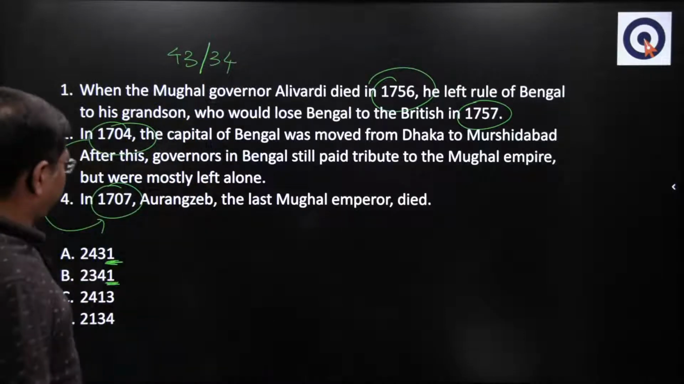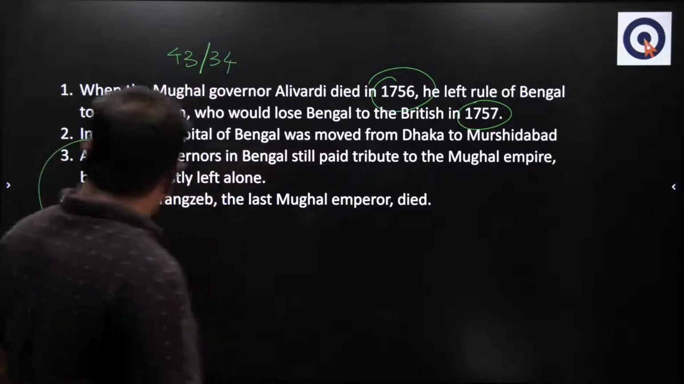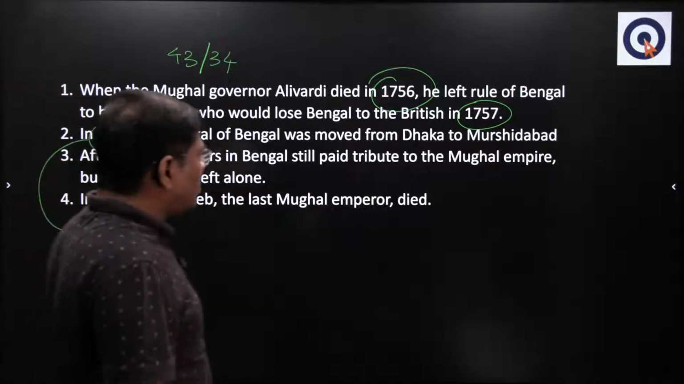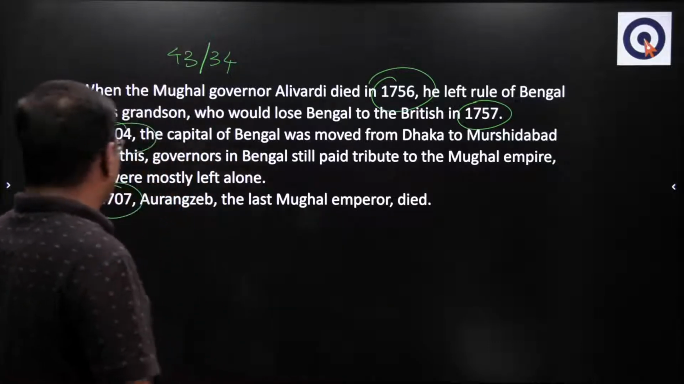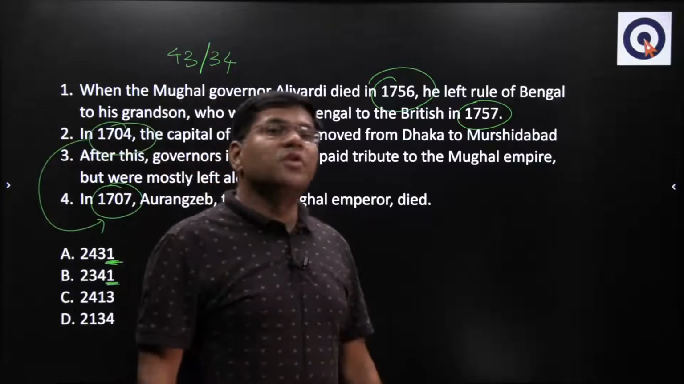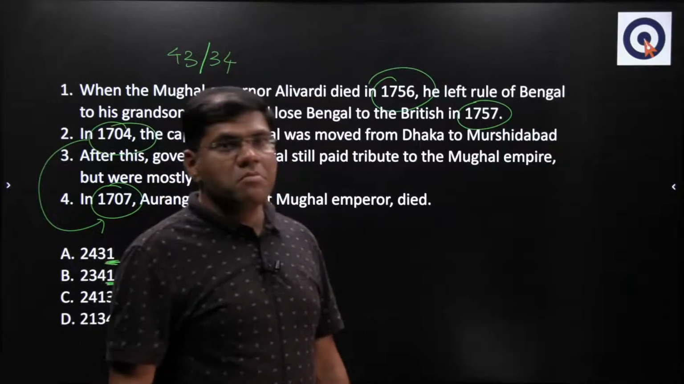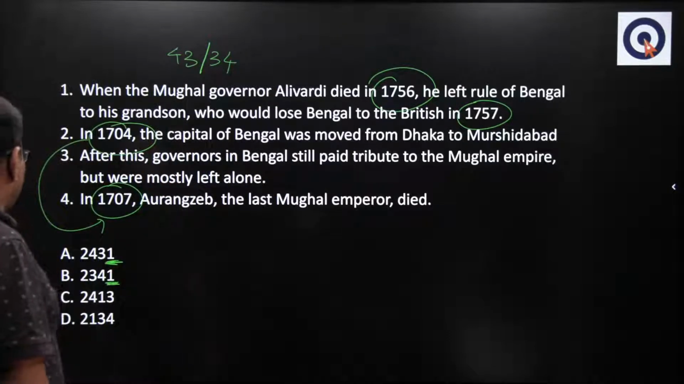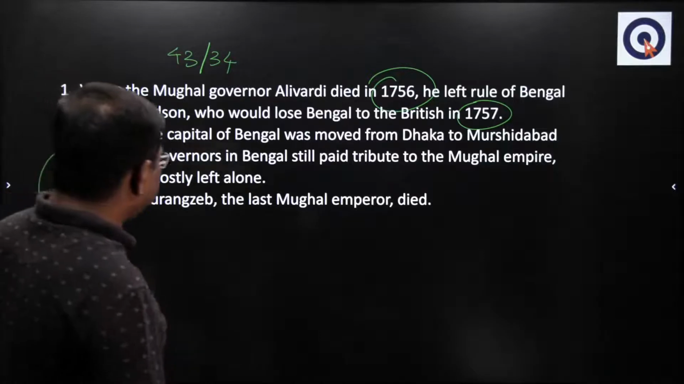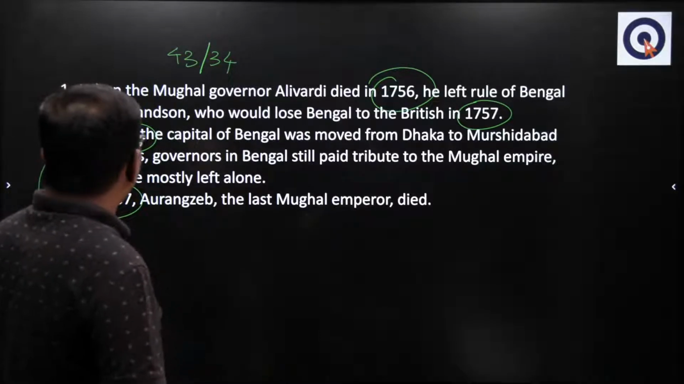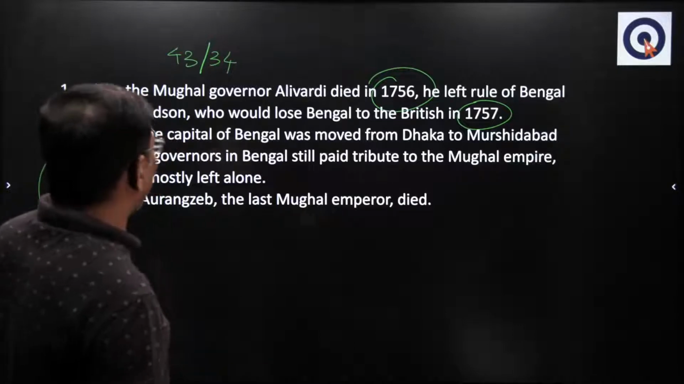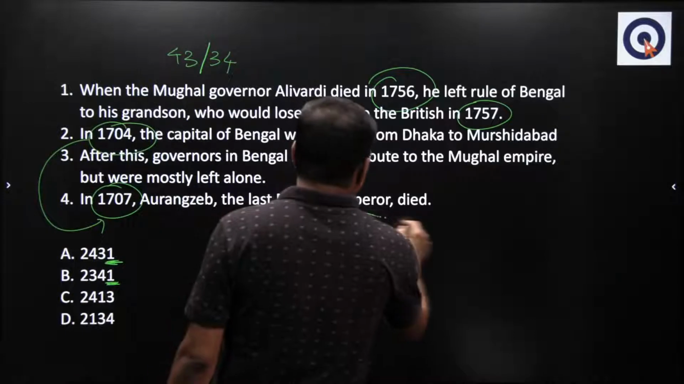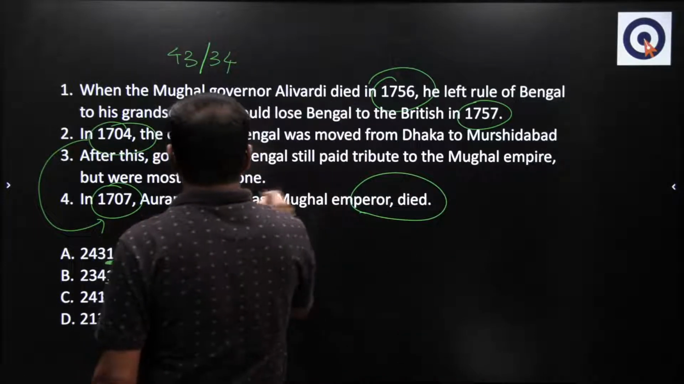Okay? So, how it goes, look at this. In 1704, the capital of Bengal was moved from Dhaka to Murshidabad, right? What happened after that? In 1707, Aurangzeb, the last Mughal emperor, died. After this, governors in Bengal still paid tribute to the Mughal emperor, but Modi is left alone. So, can I say that the Mughal emperor died and therefore they were left alone?